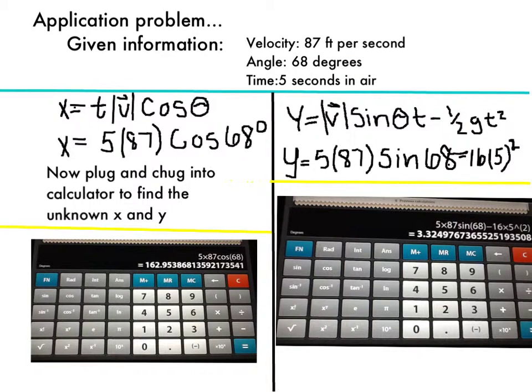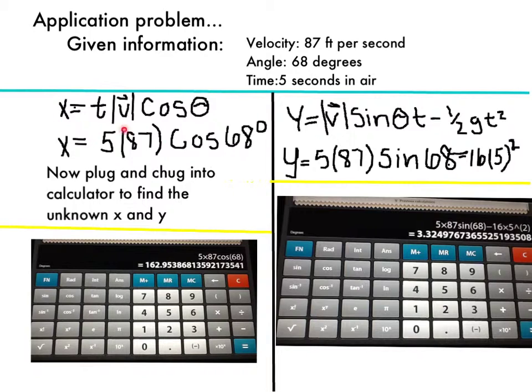Now this is the application problem. For every problem there is given information. So for this one, the velocity of the discus will equal 87 feet per second, while the angle at which you released it is 68 degrees, and the time is 5 seconds in the air.